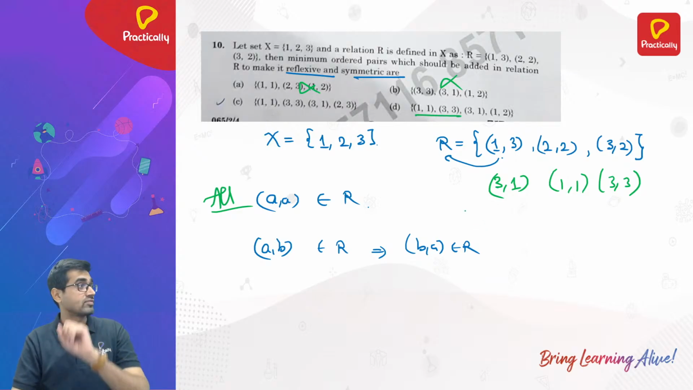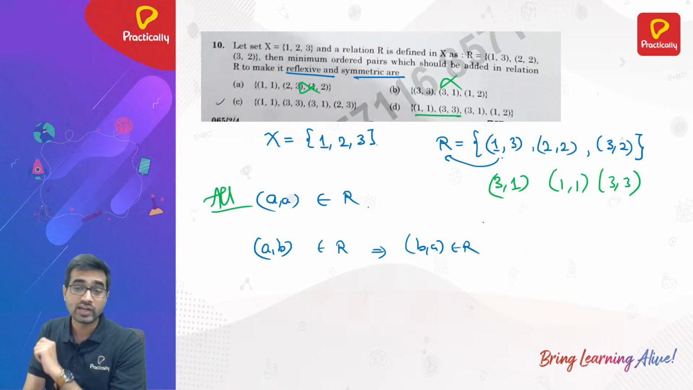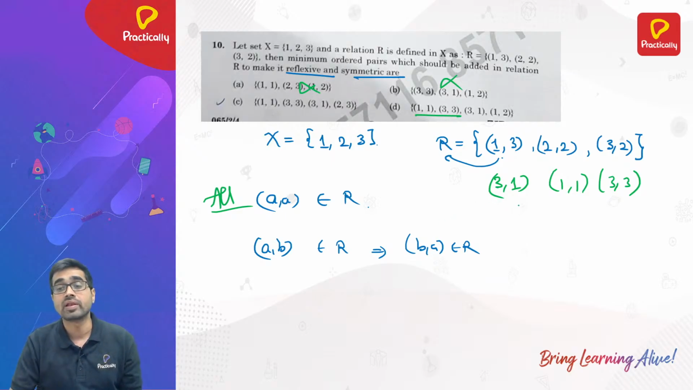Now we are left with one value. So now what we can do is a very simple last step. I got 3 comma 1. Did I get 1 comma 3? Yes. I got 2 comma 2. You don't check for reflexive elements. They are always symmetric also.